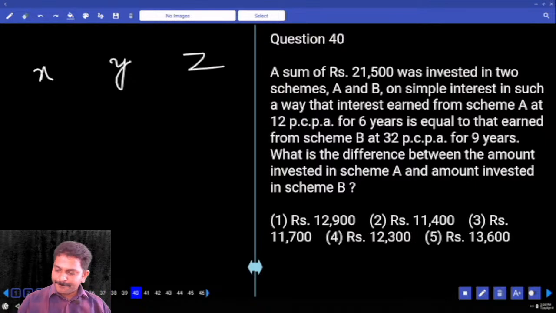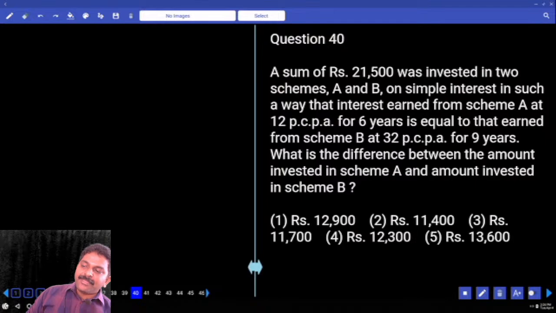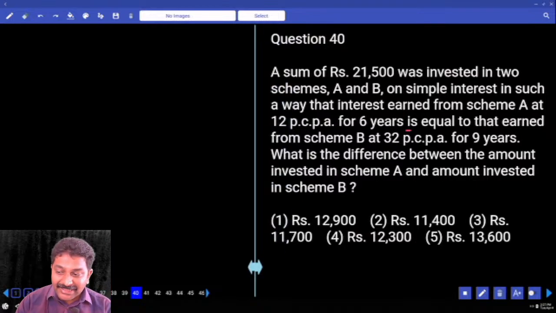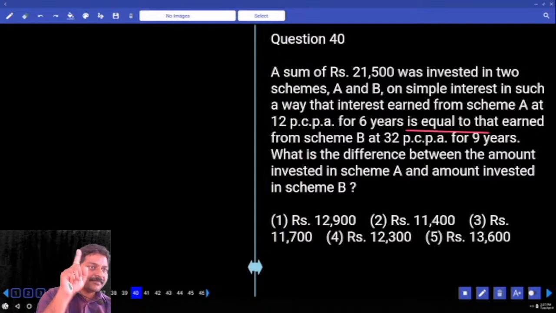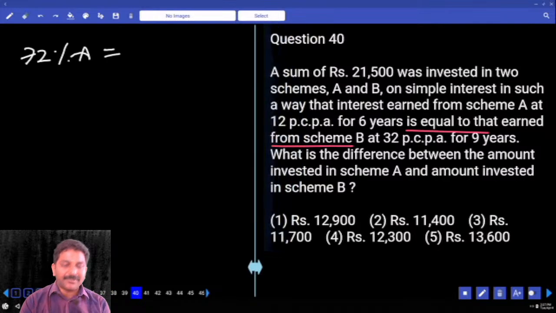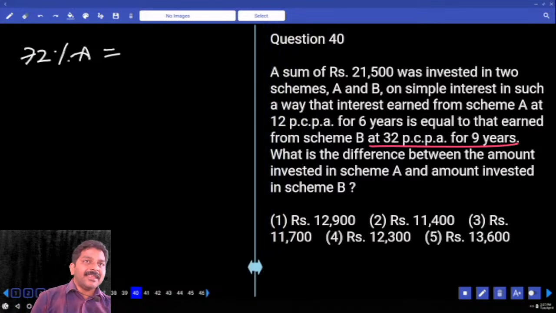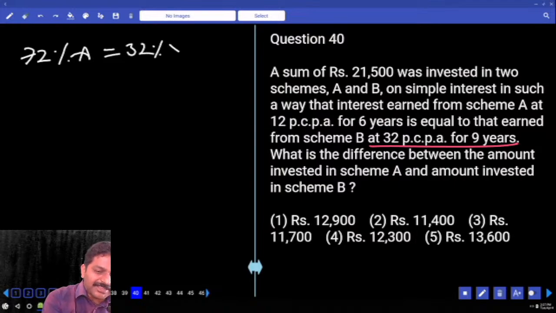Sum of 21,500 was invested in 2 schemes A and B on simple interest in such a way that interest earned from scheme A at 12% per annum for 6 years. Stop. What percent you get? 72%. Is equal to, what is equal? Interest or amount? That means 72% of A is equal to interest earned from scheme B at 32% for 9 years. Don't calculate, let's write 32% into 9 upon B.